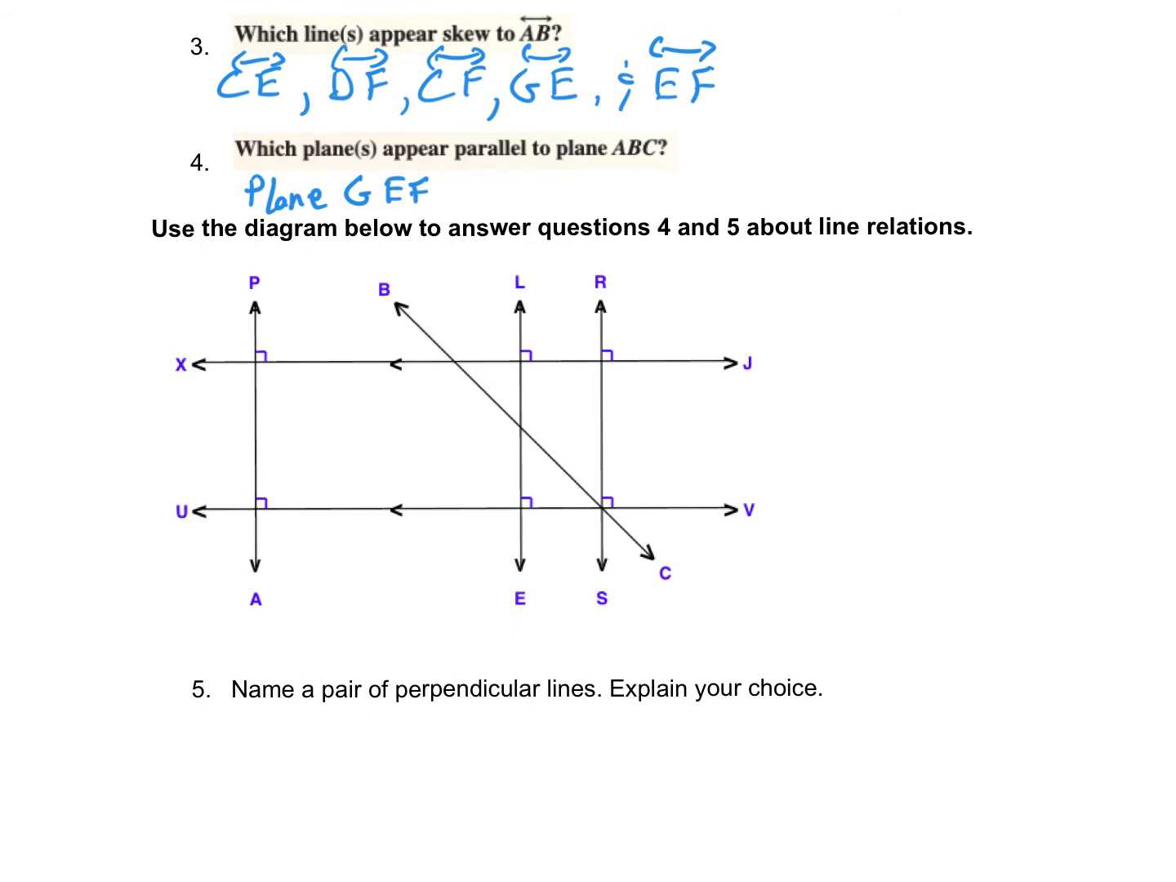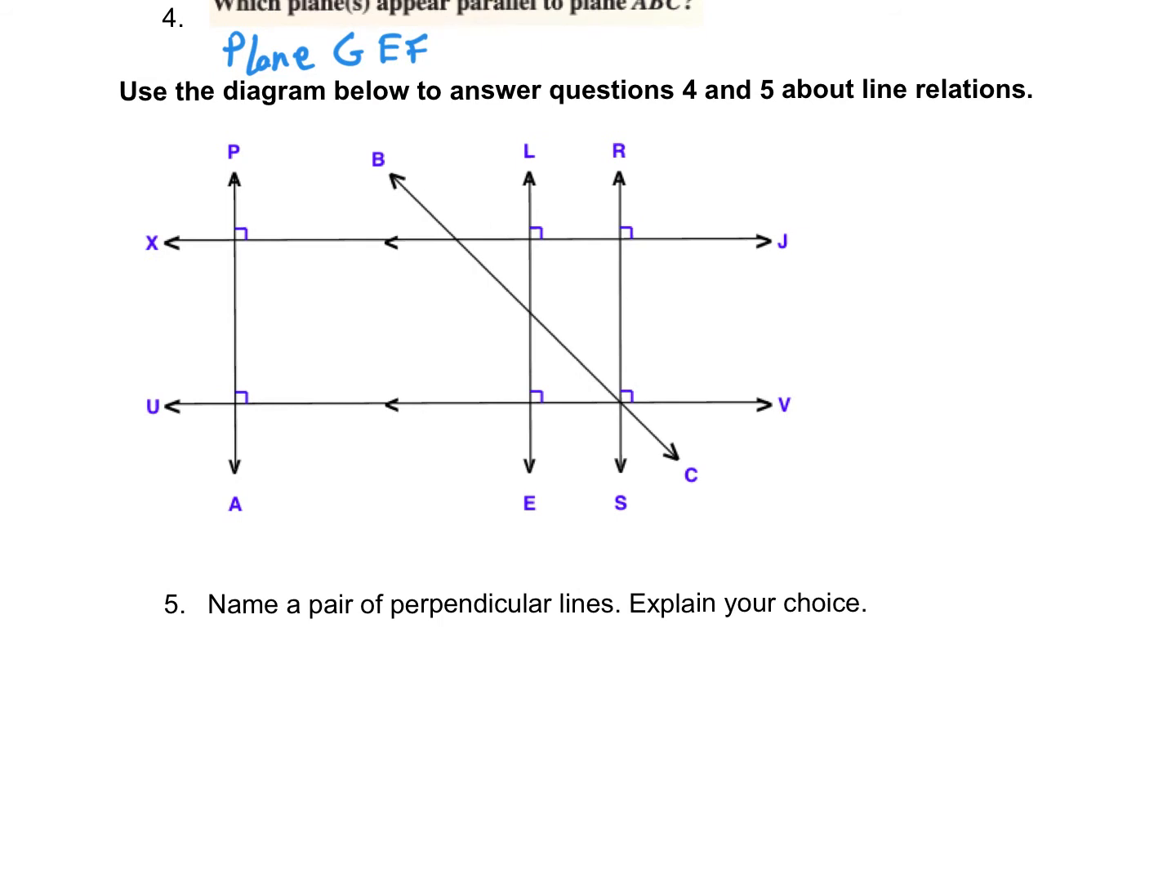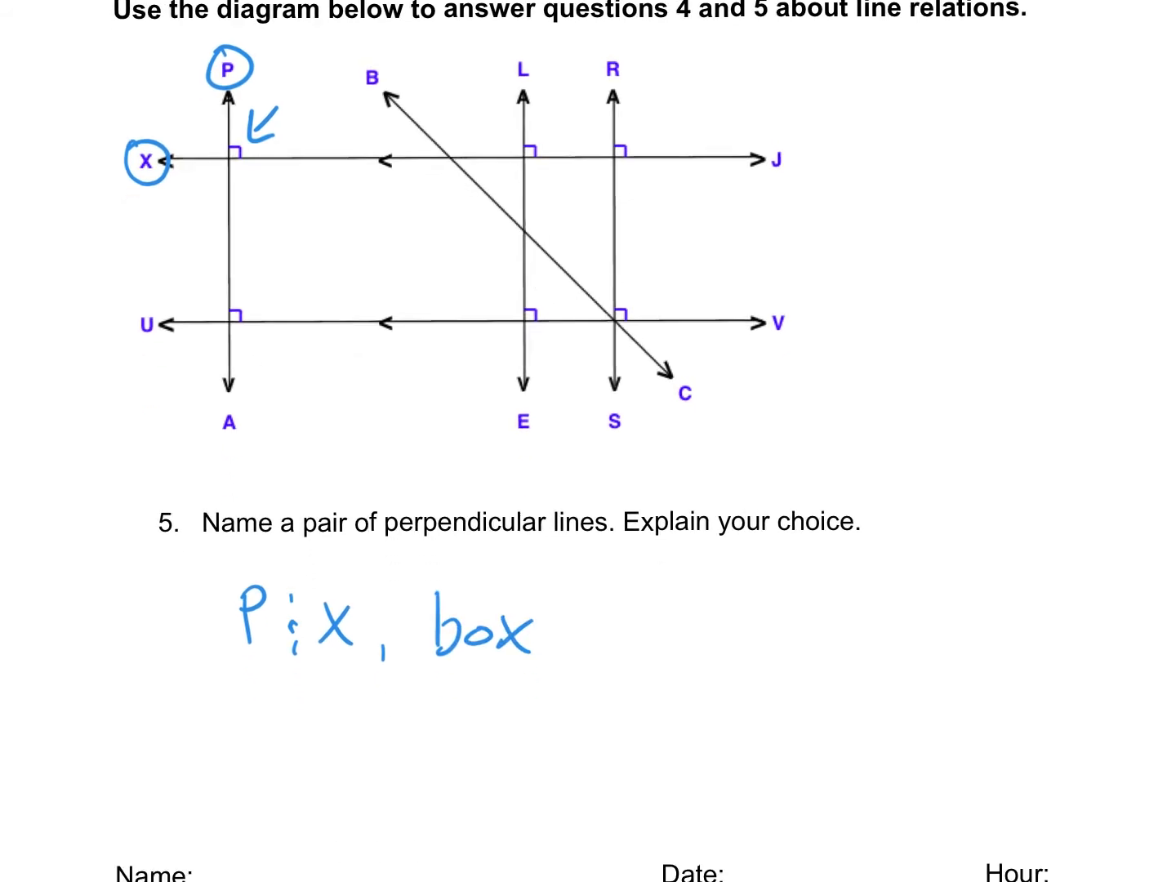Number 5. Name a pair of perpendicular lines from this picture. So here, perpendicular lines, they have to make a right angle. We can say P and X. Because why? Because they have that box. That tells us it's perpendicular.